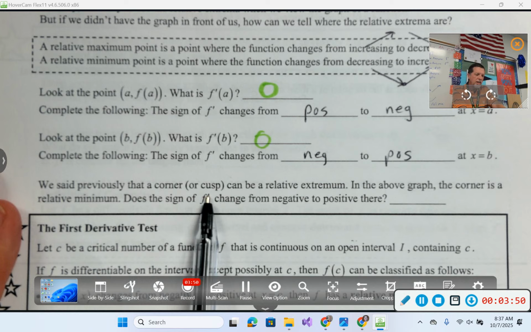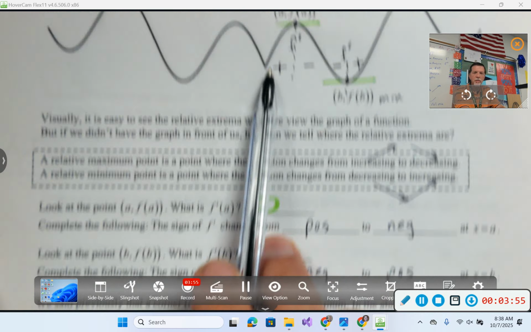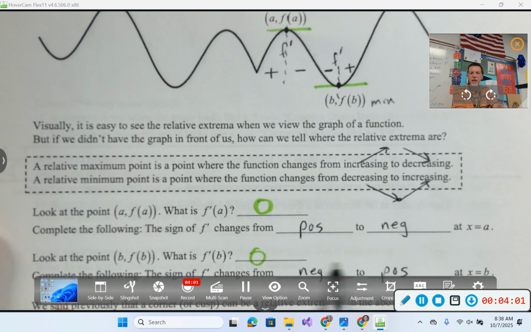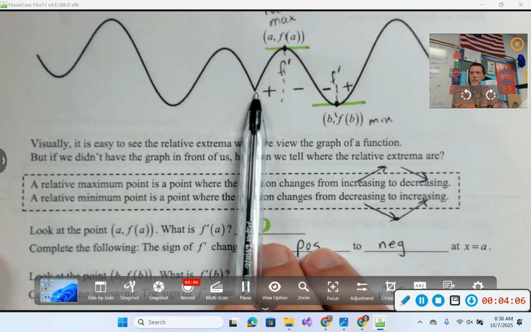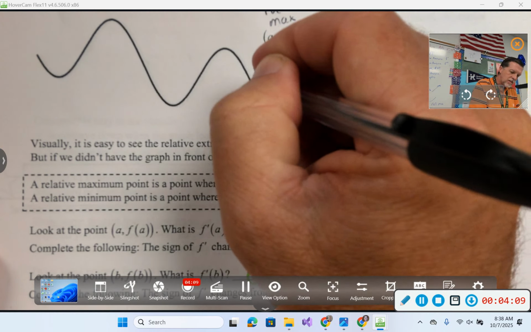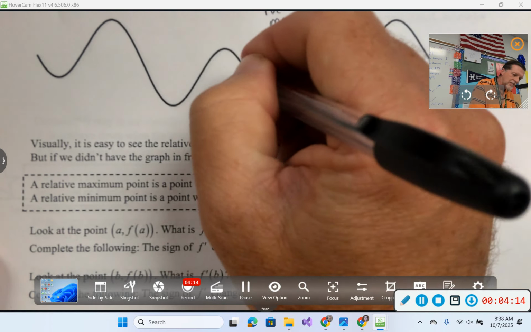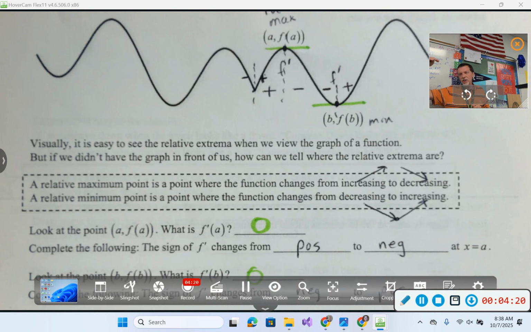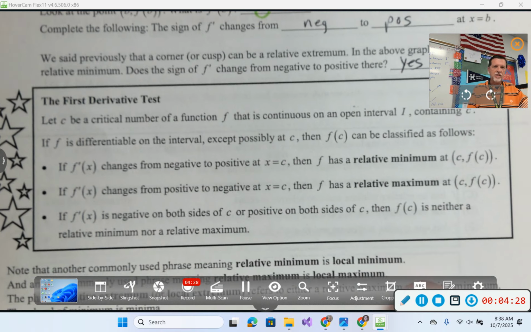We said previously that a corner or a cusp can be a relative extremum. In the above graph, the corner is a relative minimum. Just by looking at it, that's clearly a relative minimum. Does this negative to positive stuff still hold true at this minimum? Does f prime change from negative to positive across that point? Yeah. So it still holds true, even though the derivative at that point doesn't exist. On either side, f changes from decreasing to increasing, so there's still a minimum there. So that's a yes.